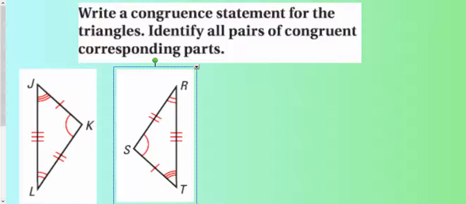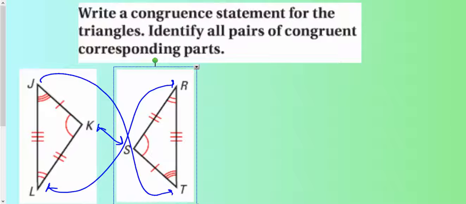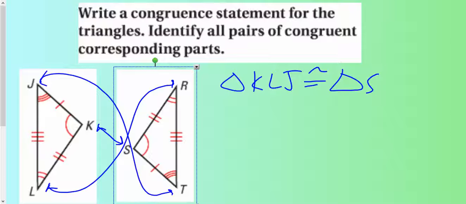So write a congruence statement for the triangles. Identify all pairs of congruent corresponding parts. So sometimes you're going to have to rotate the figures to make them match up. For example, the K and the S match up, and the L and the R match up, and the J and the T match up. So I could go triangle KLJ is congruent to triangle S, and then now L matches up with R, so S, R, T. The order matters.